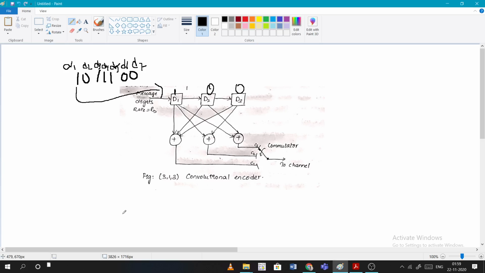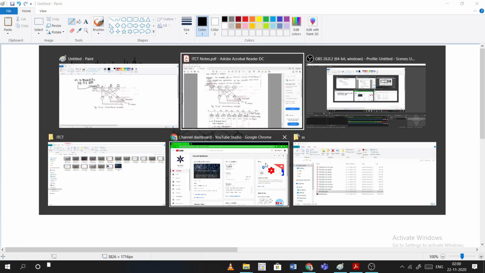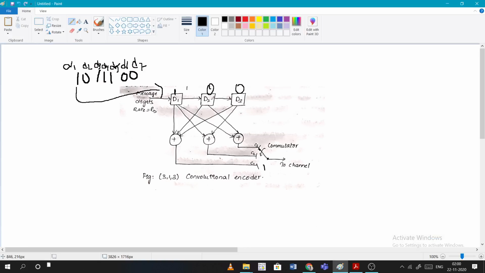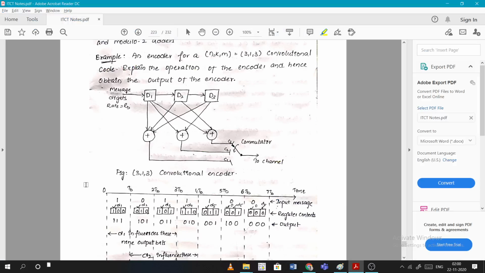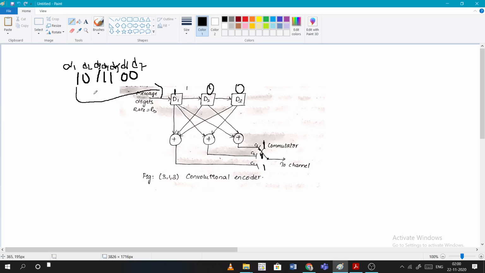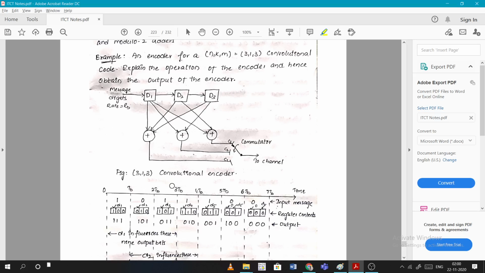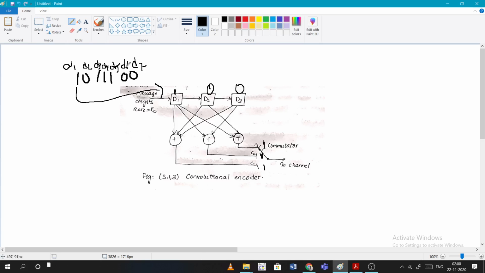So what is the value of c1, c2, c3 when d1 is 1, d2 is 0, d3 is 0? When you do the XOR operation, c1 will be 1, and for this one it is d1 XOR d3, that is 1 and 1. So basically we got 1 1 1 as the output when you sent 1 as the first bit, d1, into this circuit.